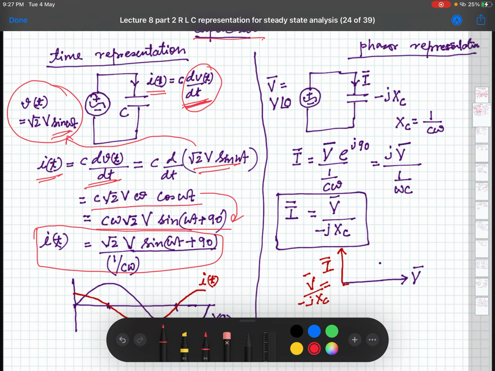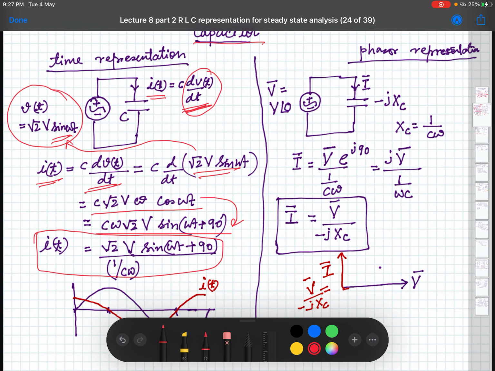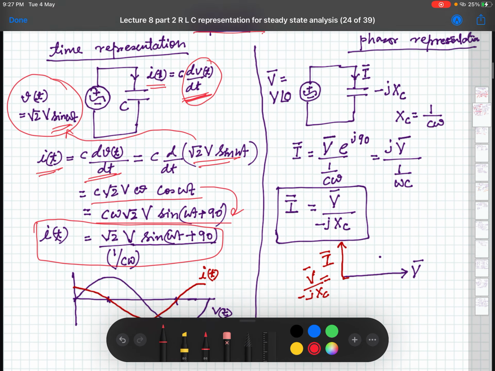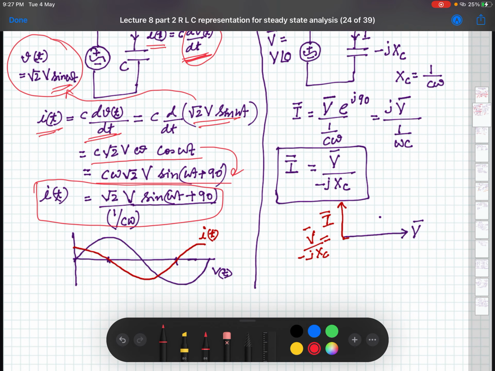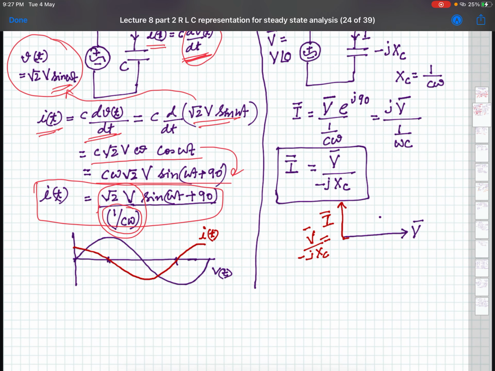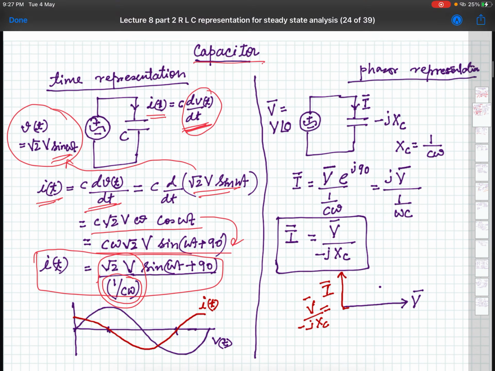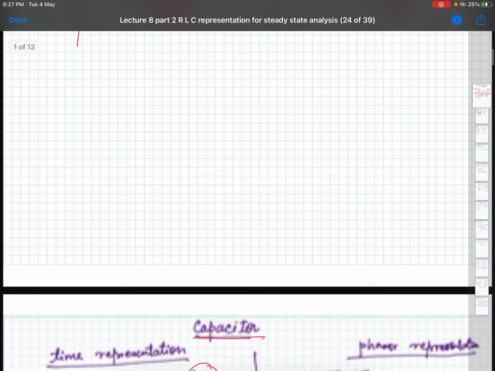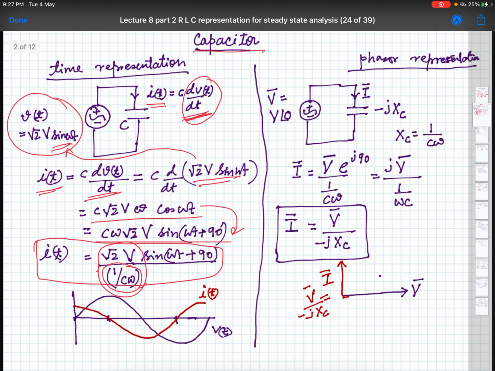So what happens in the case of a capacitor? When a sinusoidal source is connected to a capacitor, current does flow. And what kind of current flows? The peak value of current is root 2 V upon 1 by C omega. This is kind of a resistance acting, as in the earlier analysis where it was R. So instead of R, it is 1 by C omega here.